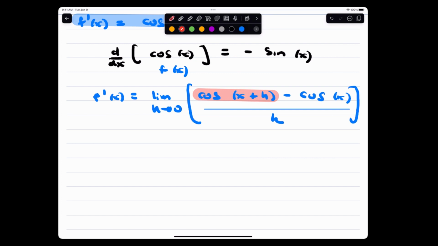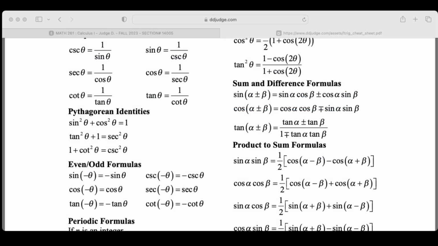Cosine x plus h. Now you might say, what do you do? Cosine x plus h. What is that? Cosine x plus h is cosine x cosine h, minus sine x sine h.